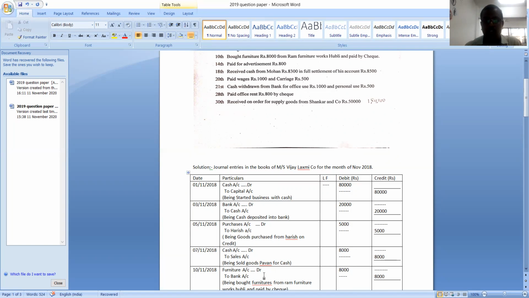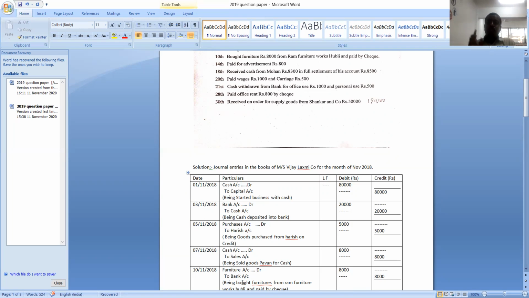What is the rule of real account? Debit what comes in, credit what goes out. So here bought furniture means furniture comes in, so furniture account debit. Which account should be credited? Bank account should be credited. Why should it be credited? Paid by check. It is nothing but banker is the giver.